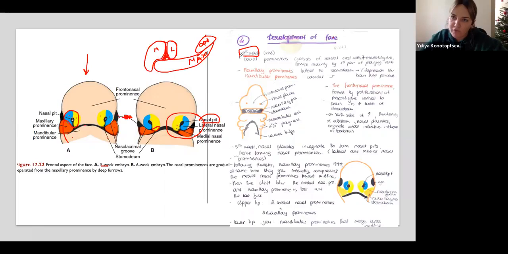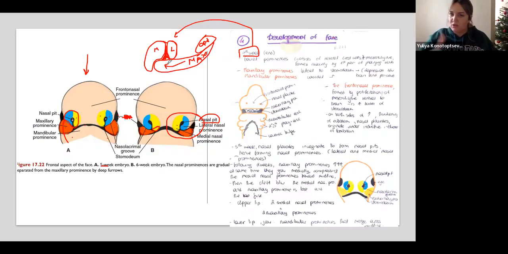So what happened during the 4th week, by the way? Nasal placodes. So the 2 lateral and medial nasal prominences have appeared then. So what happens after the 4th week? In the next 2 weeks, the 2 maxillary prominences start to expand dramatically. They grow a lot. And they grow specifically in this direction. So they grow this way.